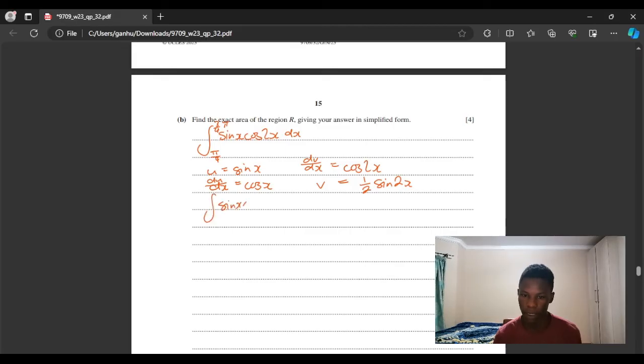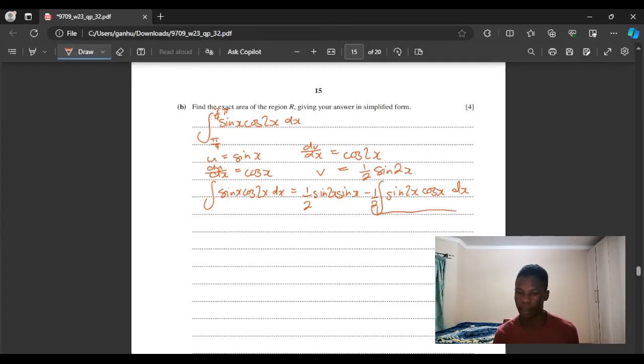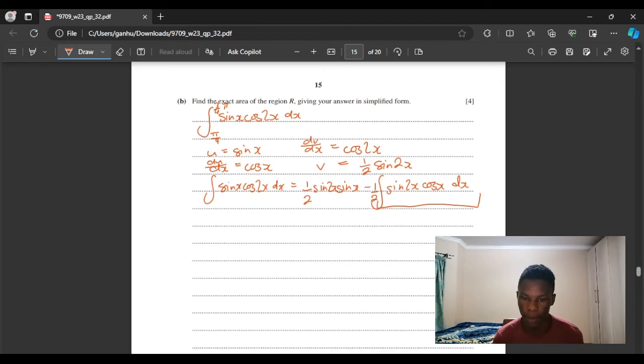So this would be the integral of sine x cos 2x dx is equal to uv, which is half sine 2x sine x, minus the integral of, let's put the half outside, v du, half sine 2x cos x with respect to x. So we need to integrate this sine 2x cos x. So the integral of sine 2x cos x with respect to x.